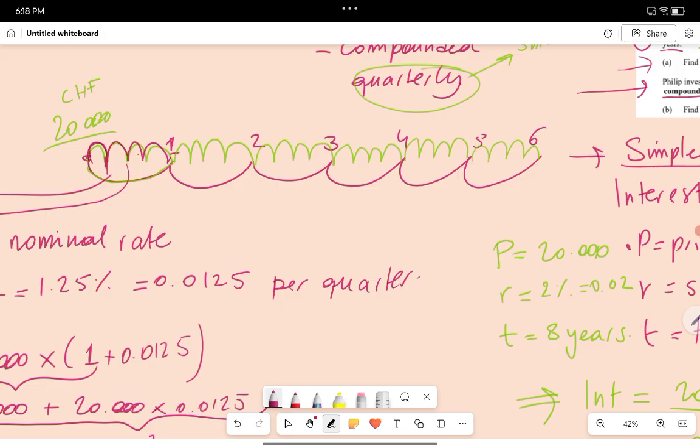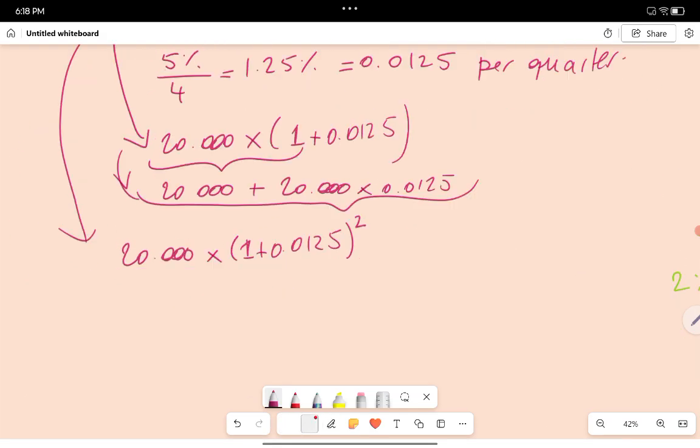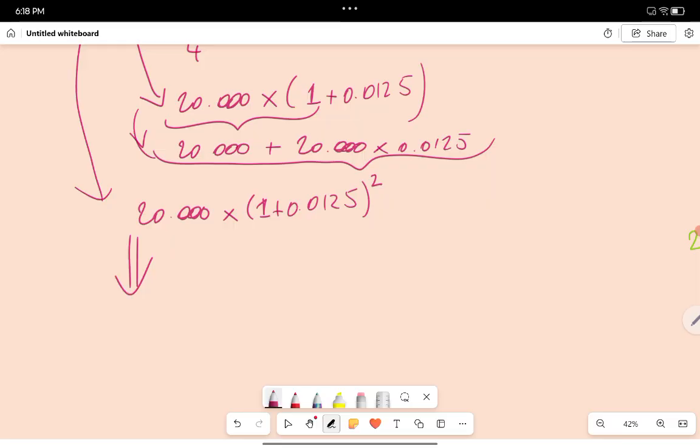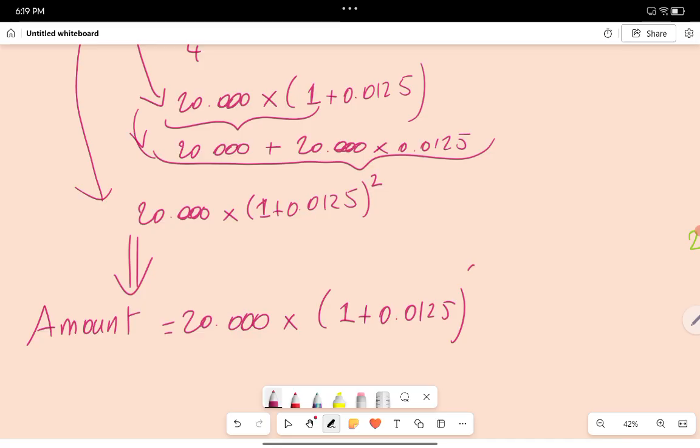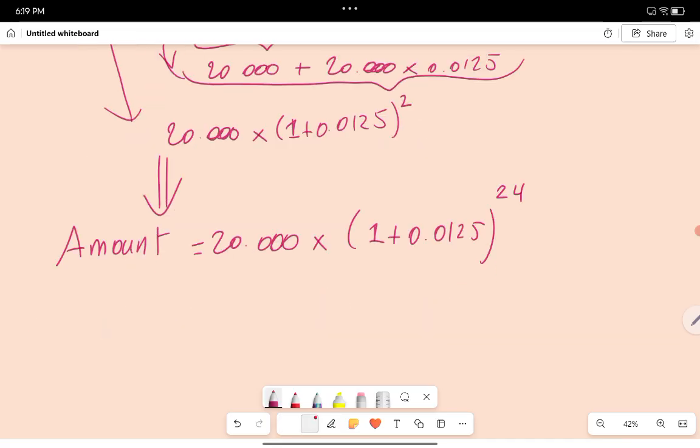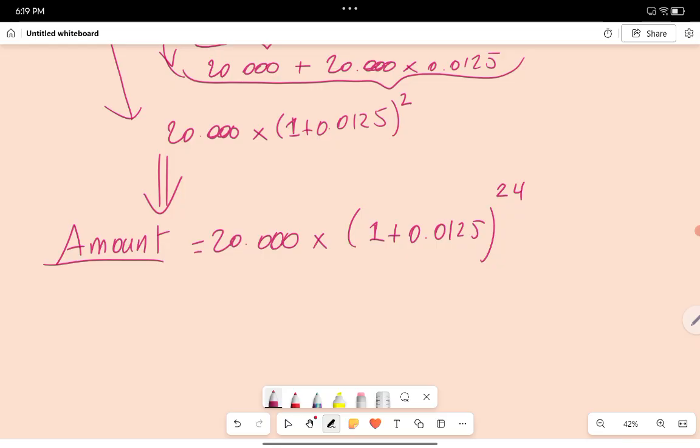So we have 1, 2, 3, 4, 5, 6, 7, 8, 9, 10, 11, 12, 13, 14, 15, 16, 17, 18, 19, 20, 21, 22, 23, 24. So after 6 years, we would have done this 24 times. So the whole amount at the very end, the amount accumulated with this compound interest, will be the original 20,000 times 1 plus 0.025 to the power 24. So this is what happens, guys. This is the amount accumulated.